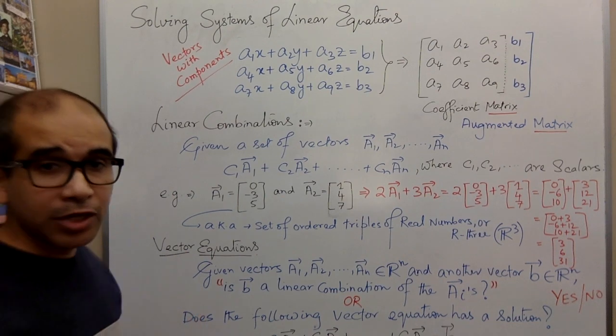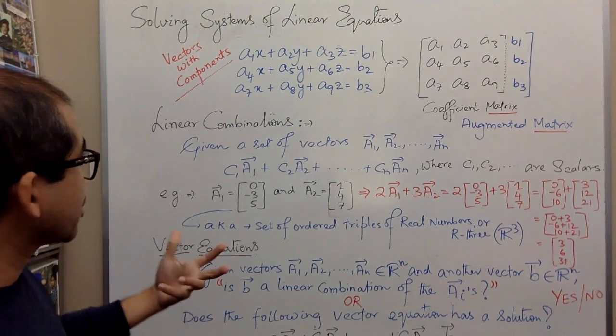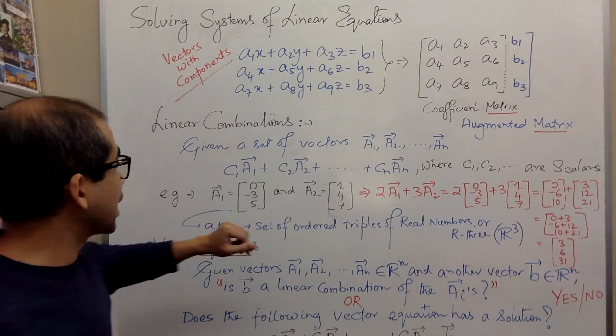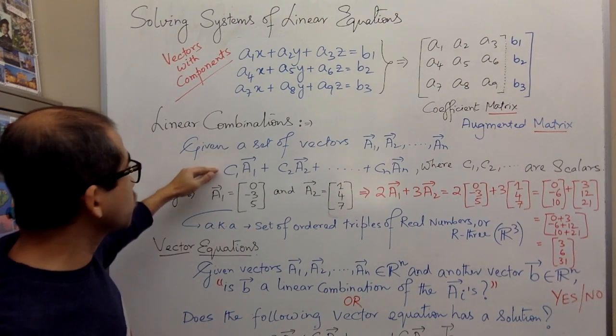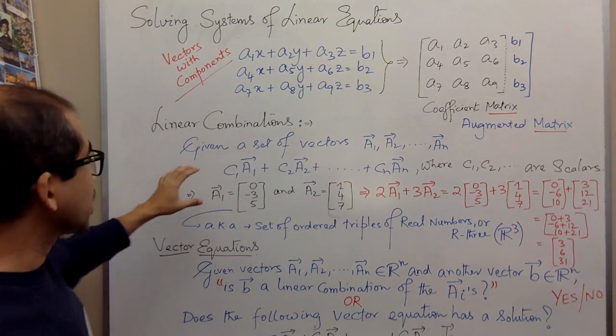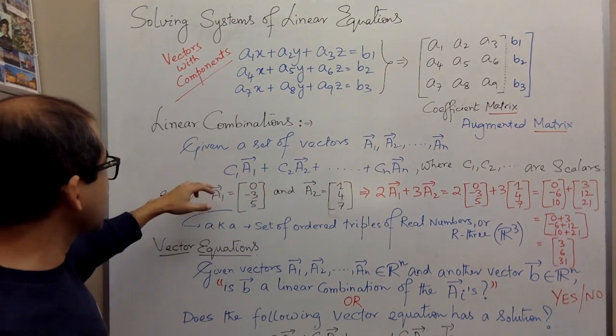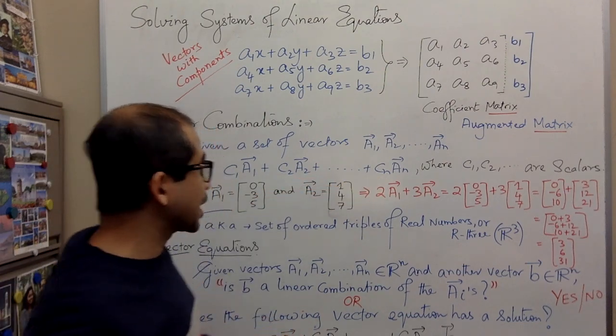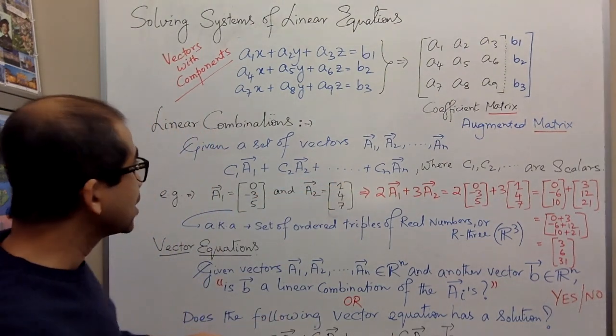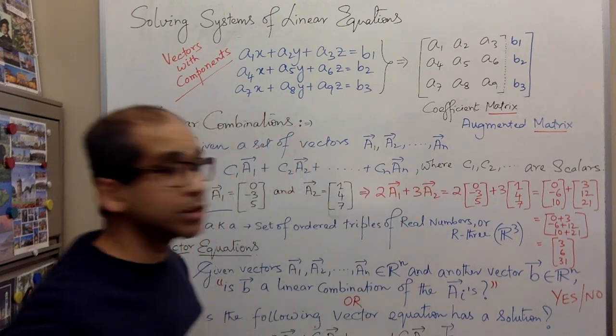For the linear combinations of vectors. Okay, so given a set of vectors a1, a2 up till an, can we find the scalars c1, c2, and cn so that this is a combination c1 times a1 plus c2 times a2 until cn times an, if there are n number of vectors? Okay, where c1, c2, these are all scalars.